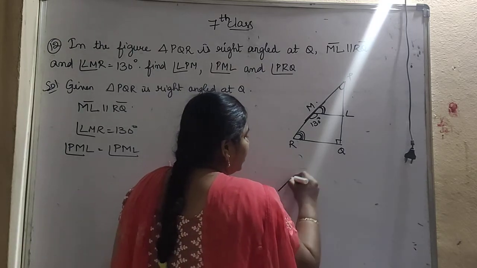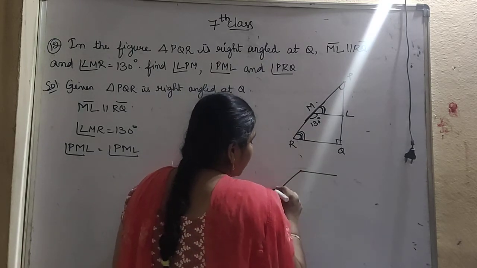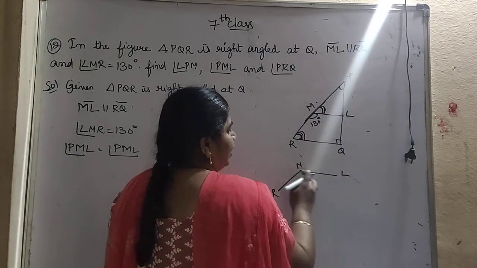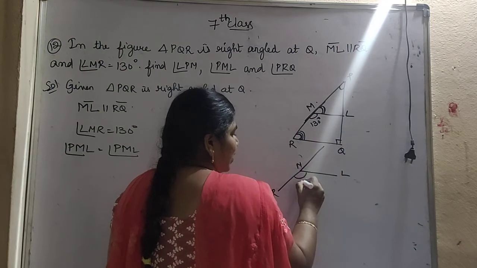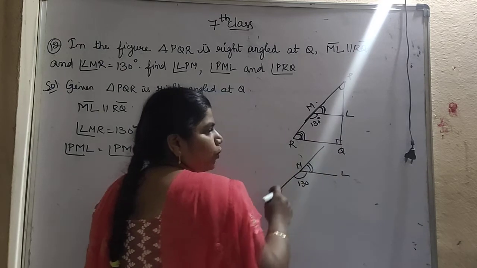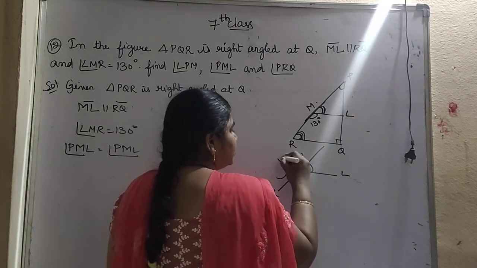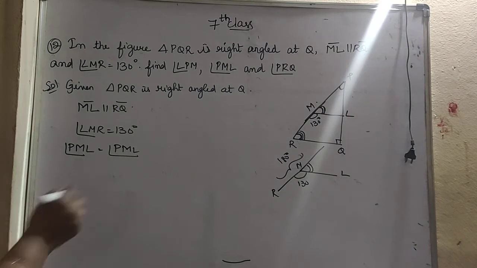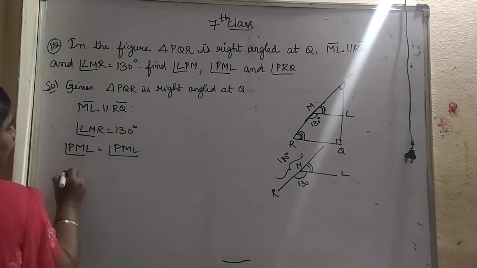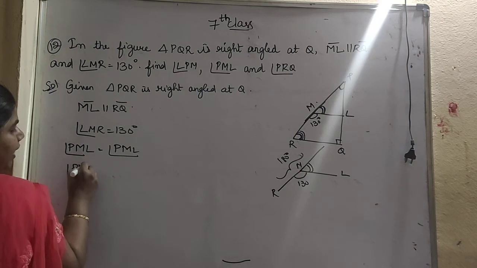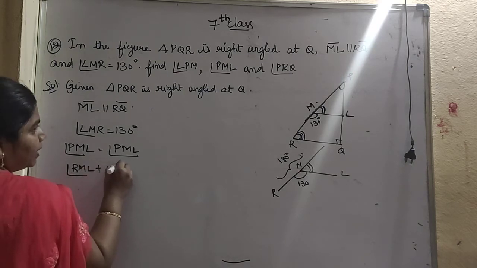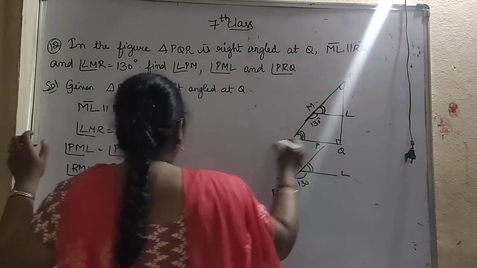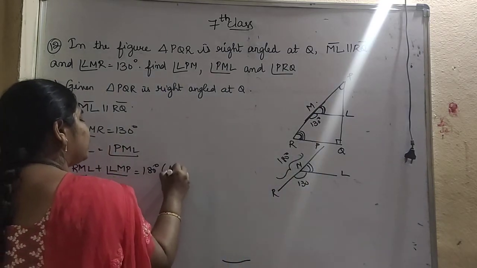So this is RML and LMP. Here it is 130. Here this angle we are going to find. So this is equal to how much? It is equal to 180 degrees because it is forming one linear pair. So how to write that? I am writing it in the form of RML plus LMP will be equal to 180 degrees because it is forming a linear pair.